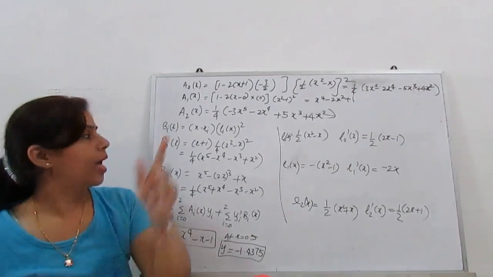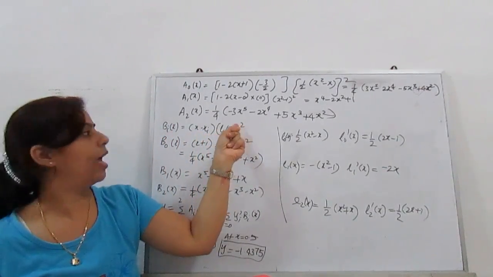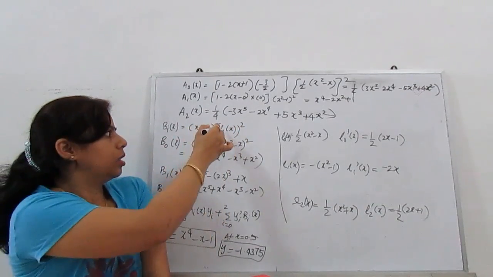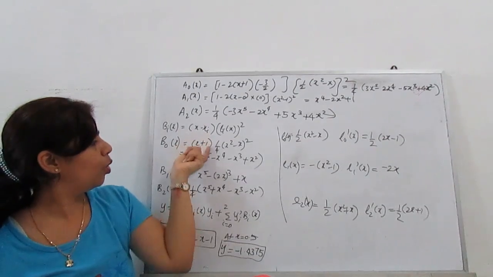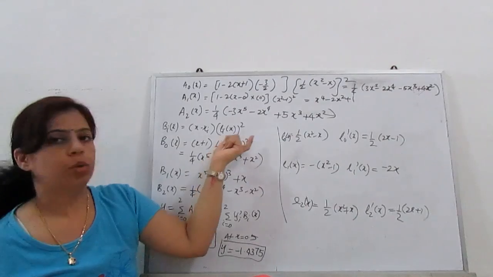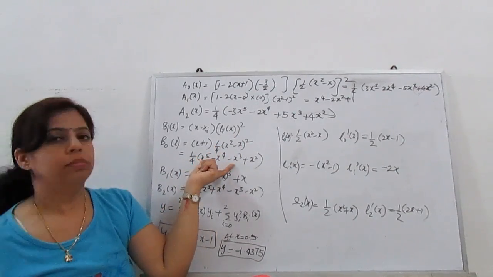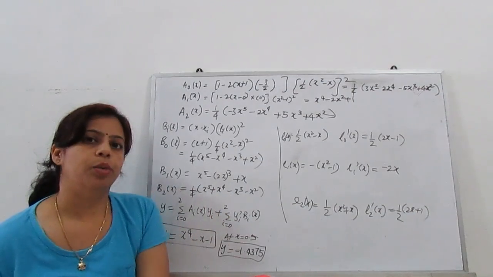Now what is our bix? Bi is x minus xi, Li x whole square. So b0 is x minus x0, which is x plus 1, and substitute L0 x whole square. So it will become this. b1 is this and b2 is this. All are substituted in the formula.